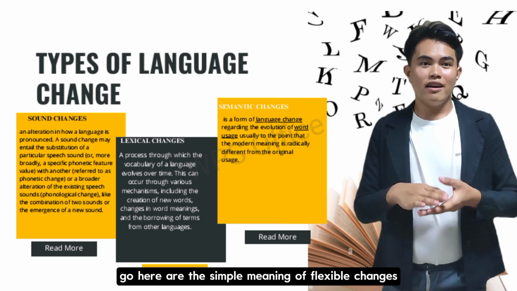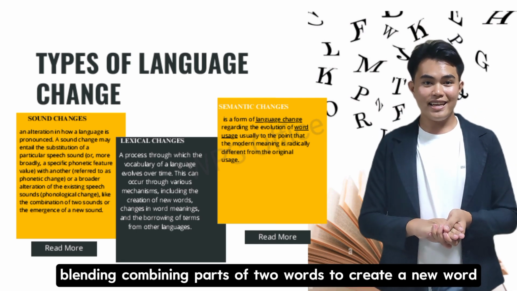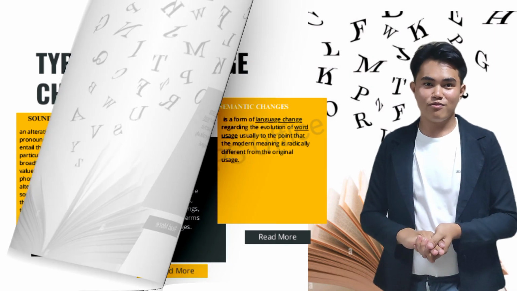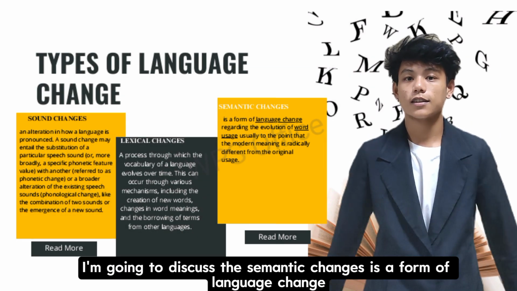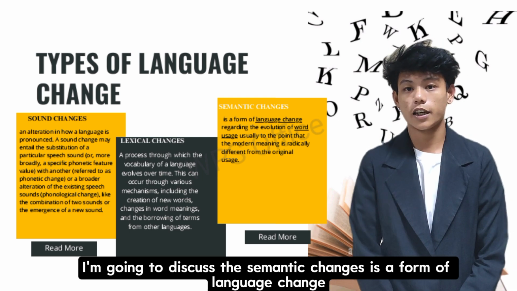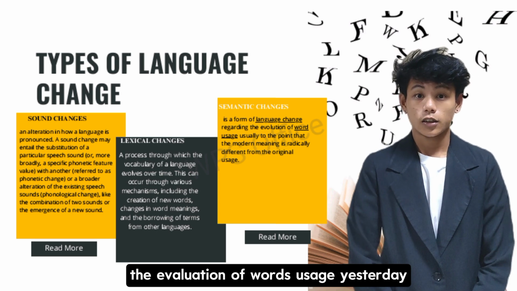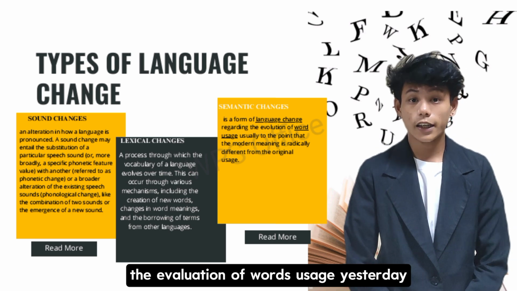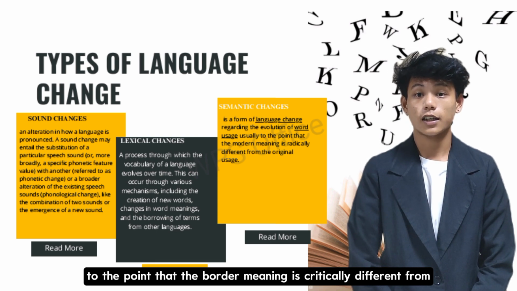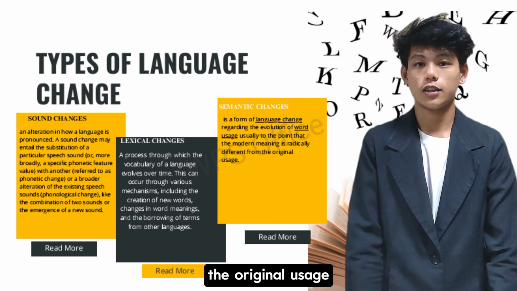Here is the simple meaning of lexical changes: blending, combining parts of two words to create a new word. I'm going to discuss the semantic changes. It's a form of language change regarding the evaluation of words, usage changing recently to the point that the modern meaning is radically different from the original usage.